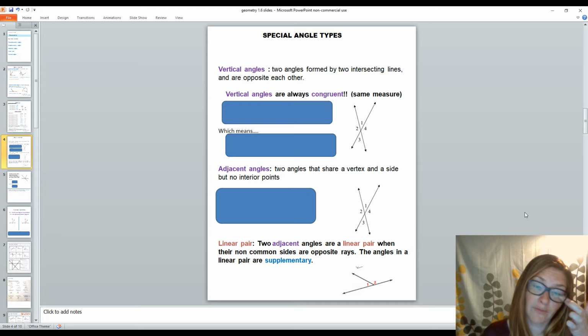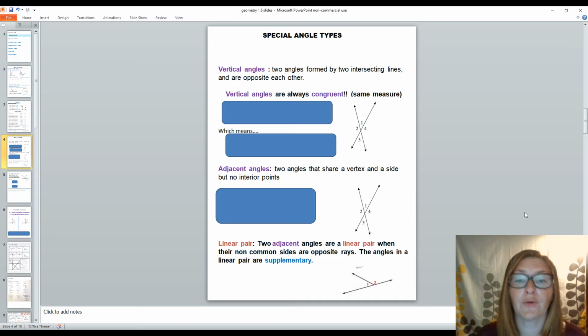All right, so here we have 3 more angle pairs. We have vertical angles. And vertical angles are two angles formed by intersecting lines, and they're opposite each other. So here in this problem, you can see which two are opposite. 1 and 3 are opposite, 2 and 4 are opposite. And there's something really specific with vertical angles. They are always congruent. They have the same measure.